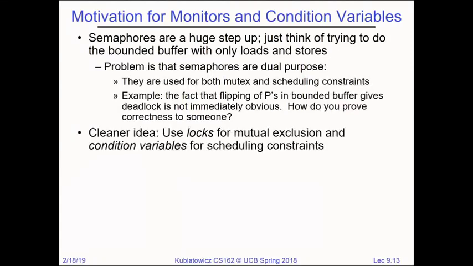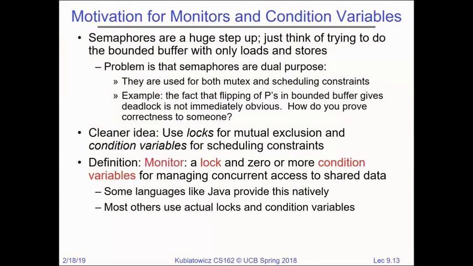So a cleaner idea is to go back to using a lock, but introduce a new thing which we call a condition variable. So the lock is going to be for mutual exclusion, because we're always going to need that, and the condition variable is going to be for a scheduling constraint. And the definition of a monitor is really a lock and 0 or more condition variables, where 0, by the way, is not really terribly interesting, but we'll show you that in a moment, for managing concurrent access to data. There's a bunch of languages, Java is a good example, that provide this natively, and others provide locks and condition variables as library and kernel implementations of them, okay?